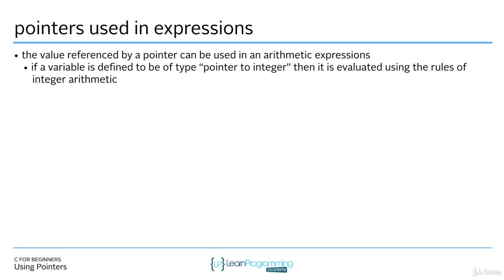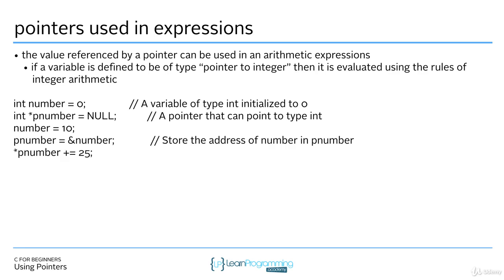If you want pointers used in expressions, you can also do that. We talked about this a little earlier: we dereferenced the pointer and we added 15 to it. I think we got 20. So the value referenced by a pointer can be used in arithmetic expressions. If a variable is defined to be of type pointer to integer, then it is evaluated using the rules of integer arithmetic. And we showed that with the dereference.